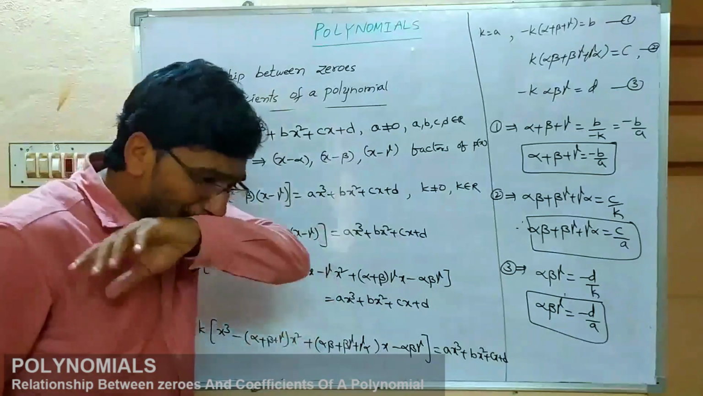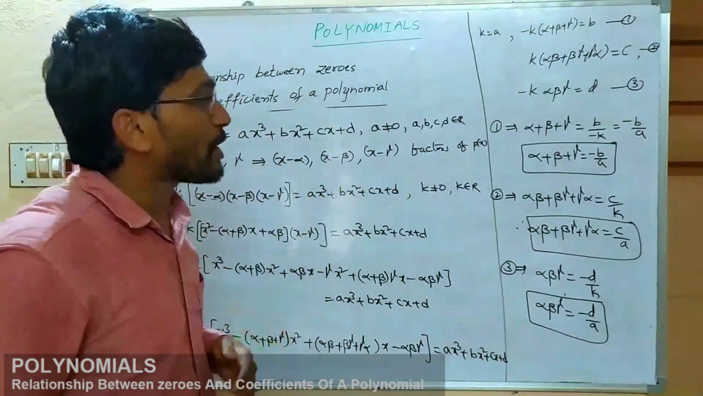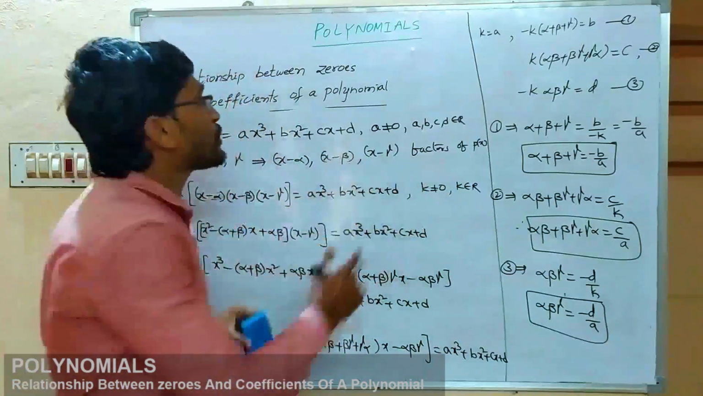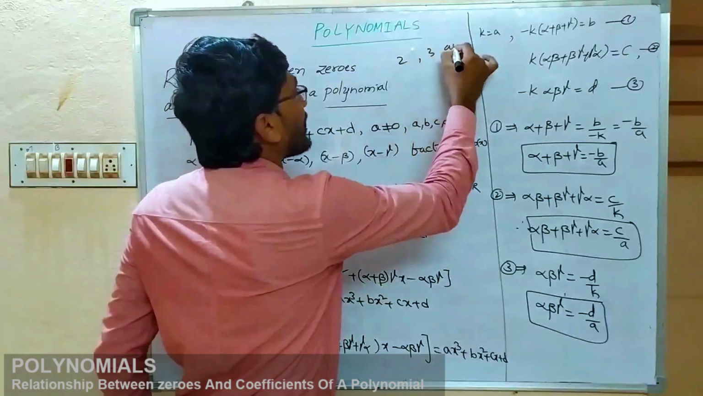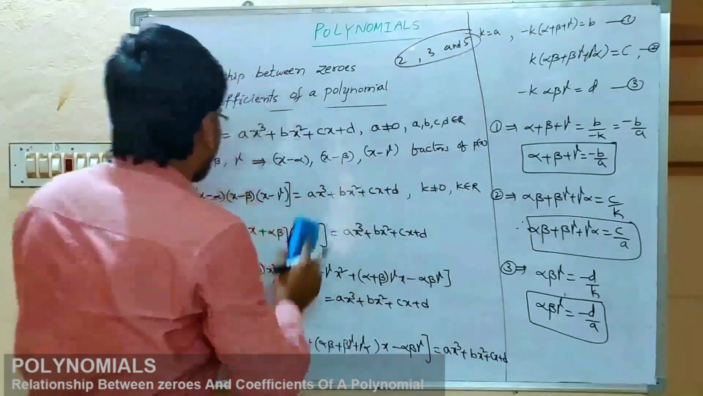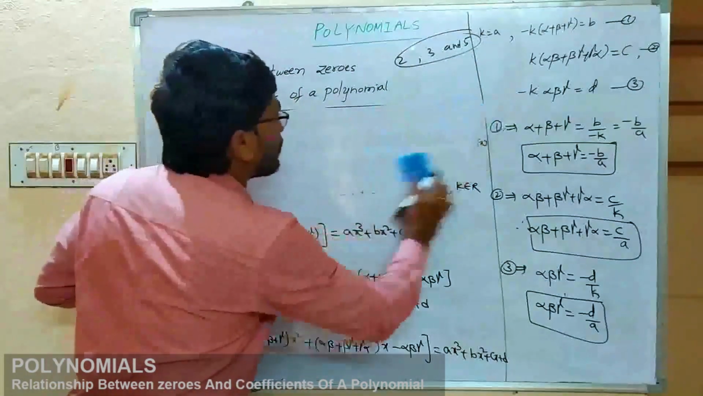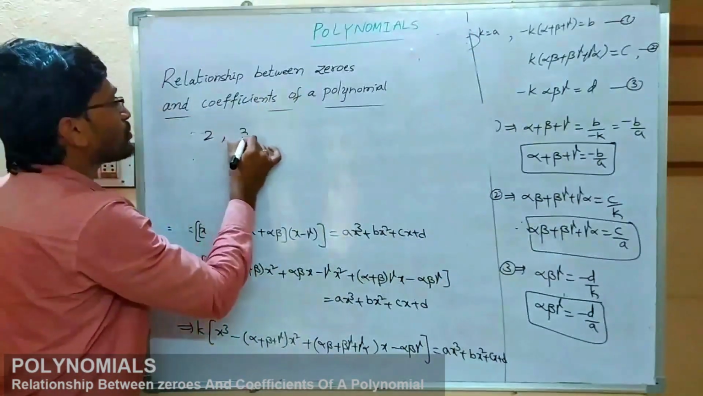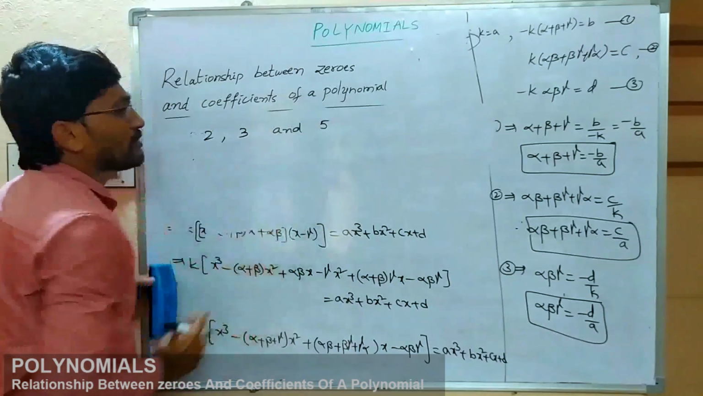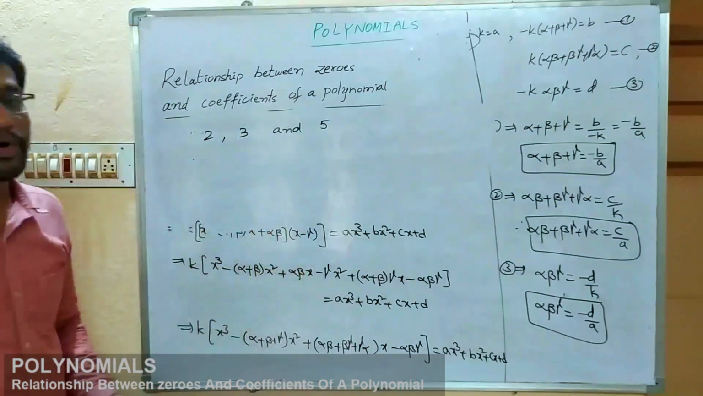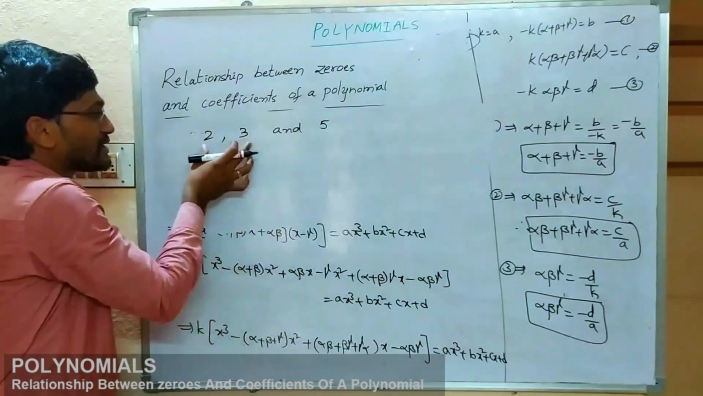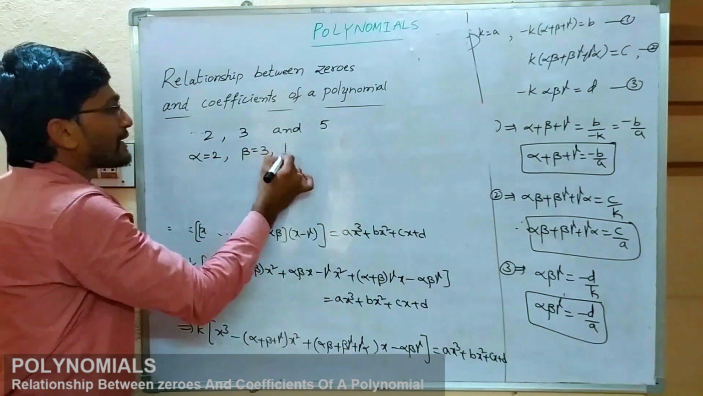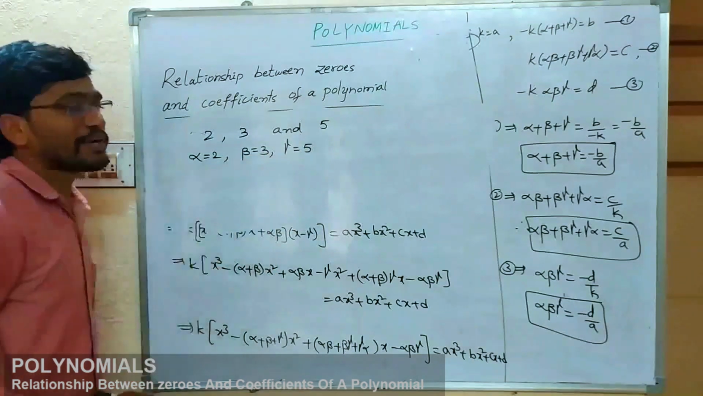So suppose they ask a problem: find the cubic polynomial whose zeros are 2, 3 and 5, like that. If they ask me, I will tell you how. They ask: find the cubic polynomial whose zeros are 2, 3 and 5. At that time, how can we calculate the polynomial? So these are the zeros of the cubic polynomial: alpha is equal to 2, beta is equal to 3 and gamma is equal to 5.